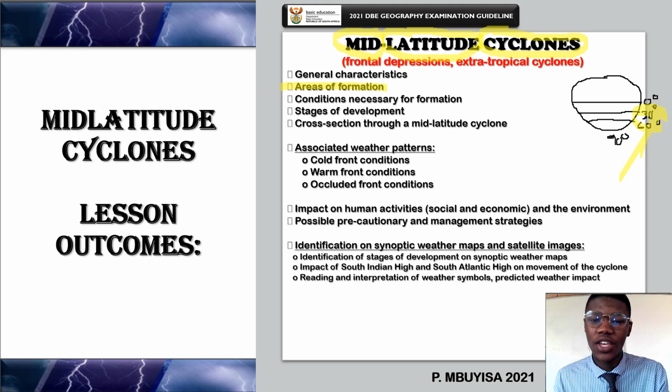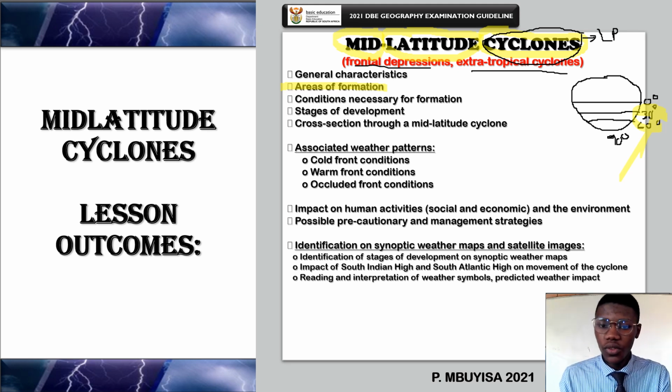And it says here you also need to know general characteristics. One of the general characteristics, of course, is in the name itself. We said that these systems are cyclones, right? And what is a cyclone? A cyclone is a low pressure system, which means one of the general characteristics of these systems is that they are low pressure systems. And these are the alternative names. They are also known as frontal depressions or extratropical cyclones.